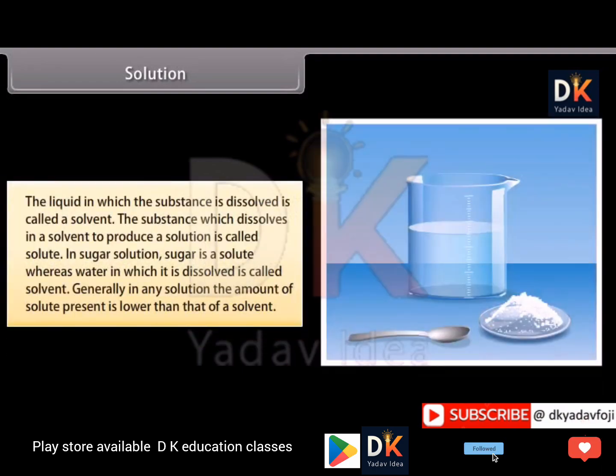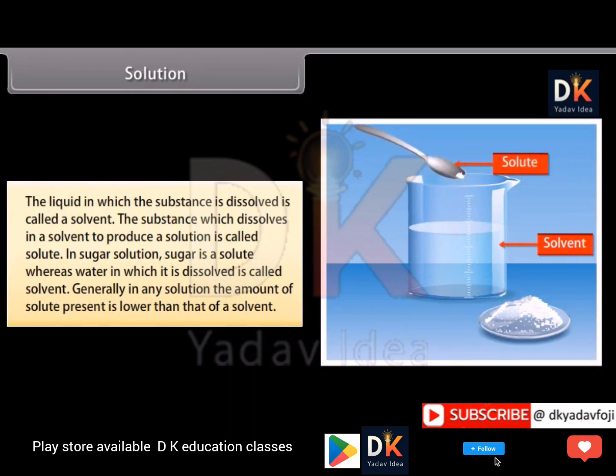The liquid in which the substance is dissolved is called a solvent. The substance which dissolves in a solvent to produce a solution is called solute. In sugar solution, sugar is a solute whereas water in which it is dissolved is called solvent. Generally, in any solution, the amount of solute present is lower than that of a solvent.